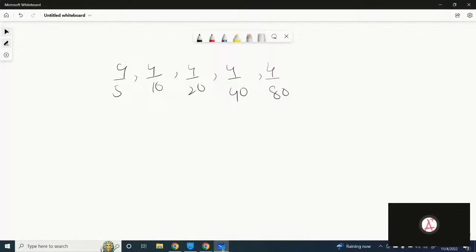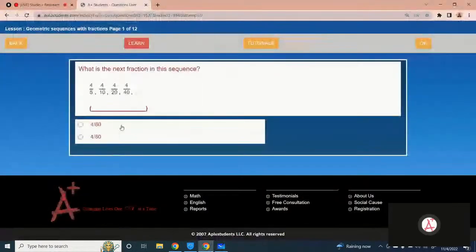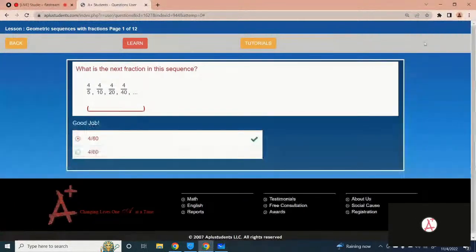Let me explain how. 5 times 2 is 10, 10 times 2 is 20, 20 times 2 is 40. That means for each next term, you have to multiply the denominator by 2. Got it? Very good. Okay. So the correct option is 4 over 80. Just select the correct option, then click on the OK button.